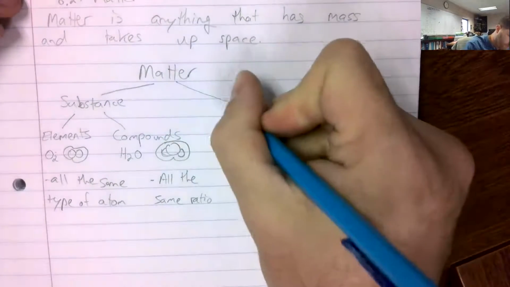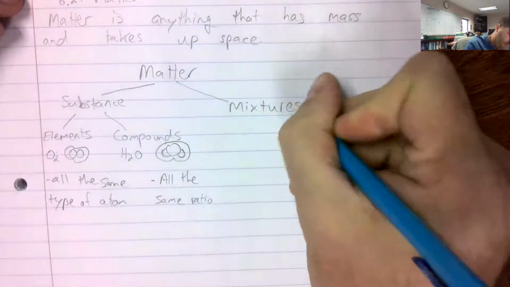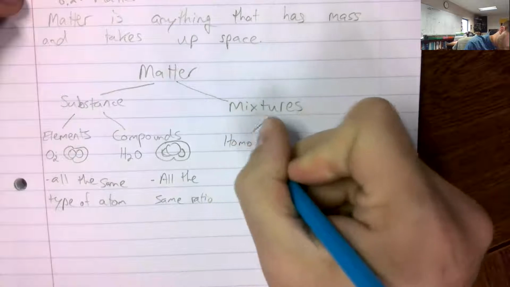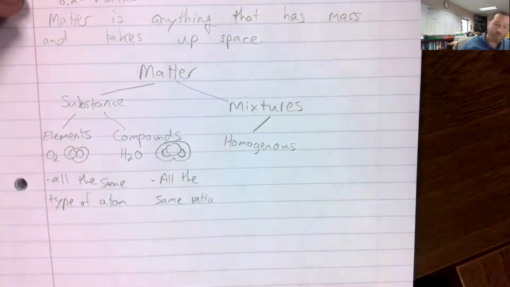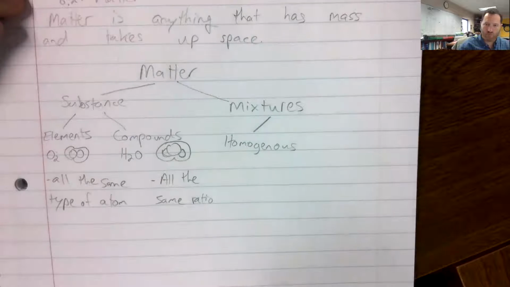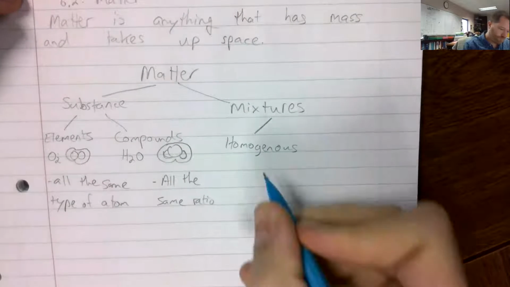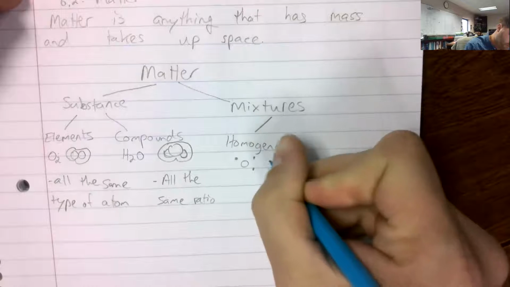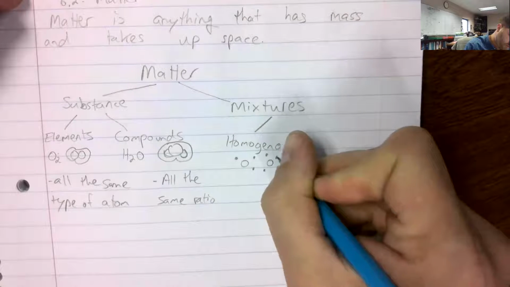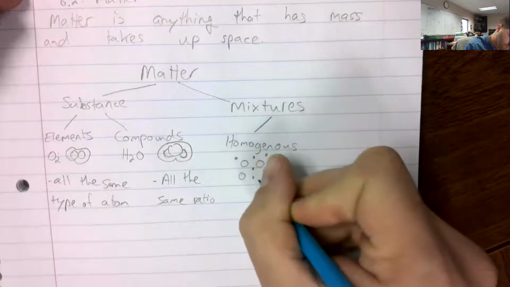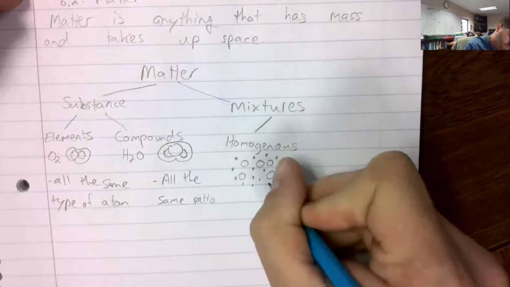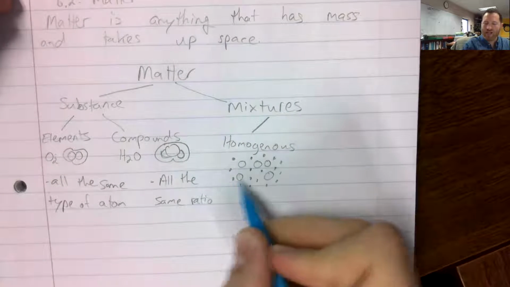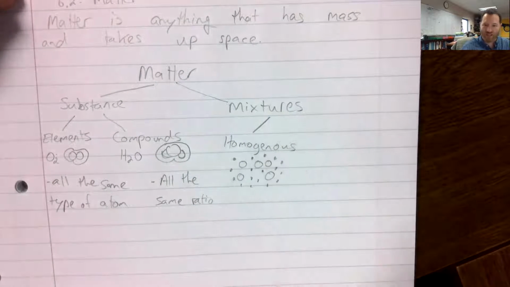On the other side, we have substances and we have mixtures. And mixtures can be one of two things. They can be homogeneous or homogeneous, depending on how you prefer to say it. And that's when you have an equal mixture. So see how our mixture is kind of evenly mixed here. I didn't do a great job, but we've got equal numbers of the big circles and the little dots.